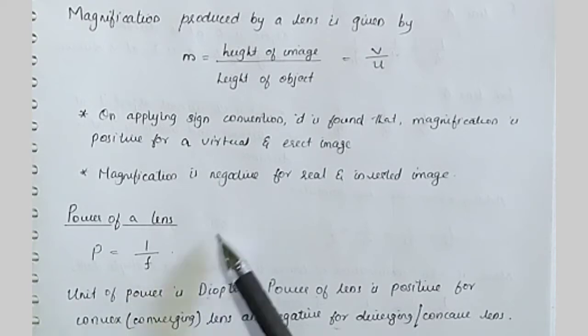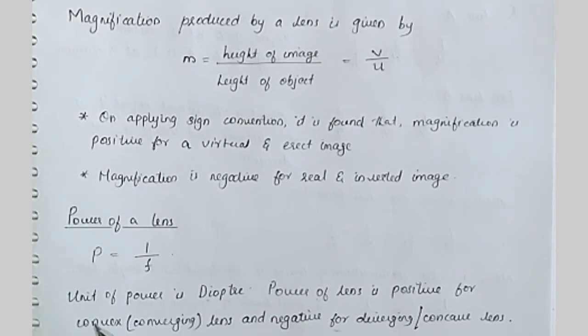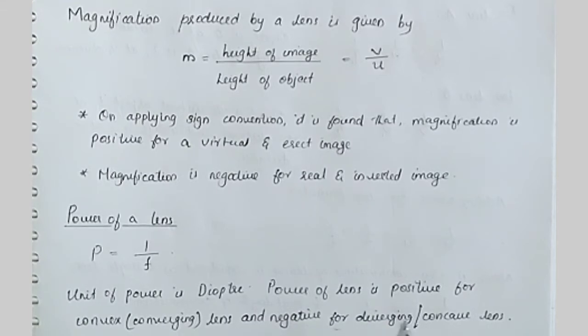Now the power of a lens is given by the equation P is equal to 1 by f, and the unit of power is diopter. So based on the sign convention, we can predict that if the power of our lens is positive, then the lens is a convex lens, and if the power is negative, then the lens is a concave lens.